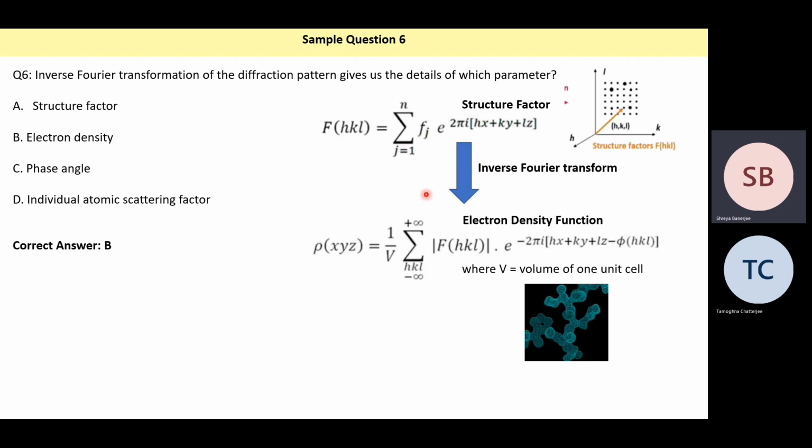So you confused it with direct Fourier transformation. Direct Fourier transformation gives you from electron density to structure factor, and inverse Fourier transformation gives you from structure factor to electron density. So basically the structure factor or the amplitude is obtained from the diffraction pattern, and you carry out an inverse Fourier transformation to get an idea of the electron density, which is rho xyz.